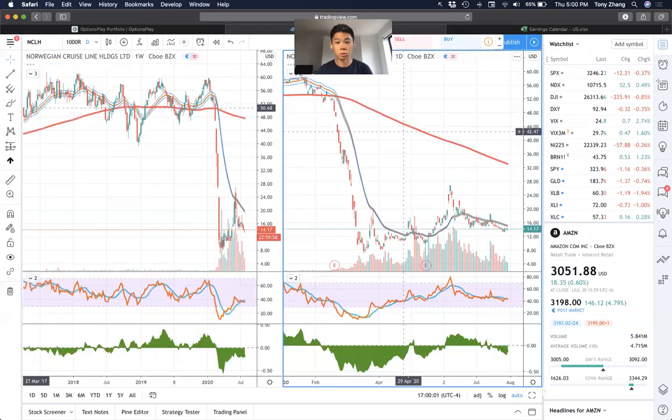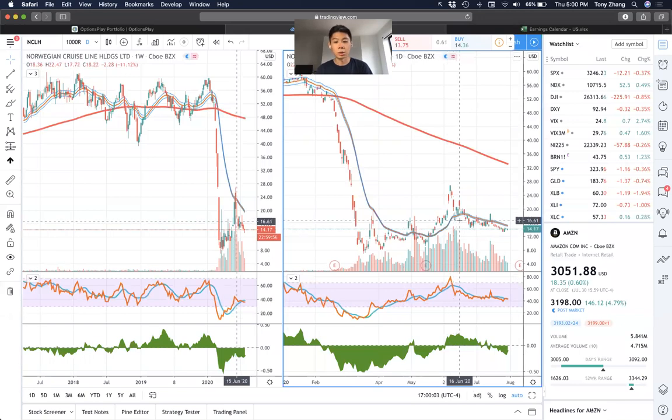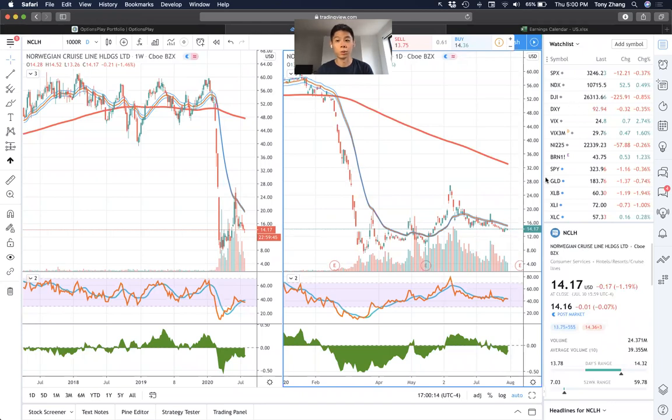NCLH, Norwegian Cruise. This falls into the same category as the airlines here. I don't know how people are going to be comfortable getting back on cruises. I think you're more likely to see perhaps another move to the downside here on the cruise, just like the airlines, before things get better.